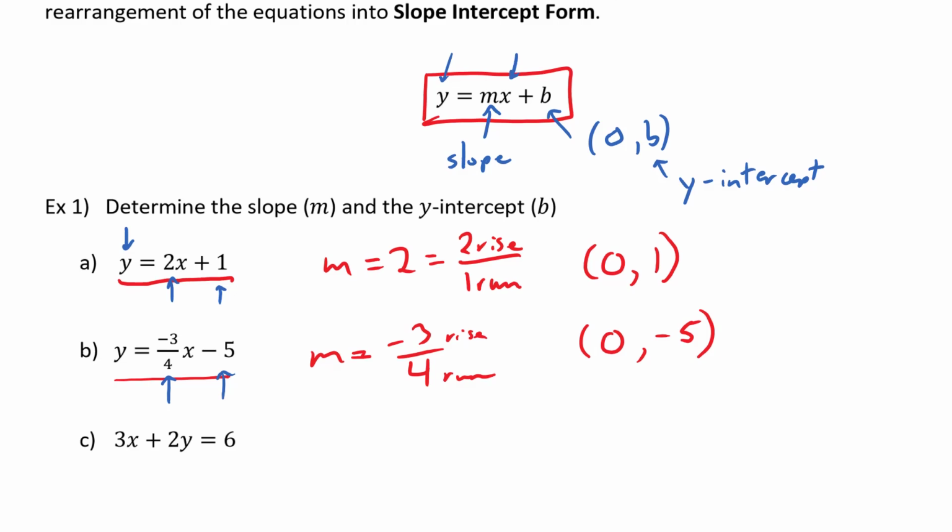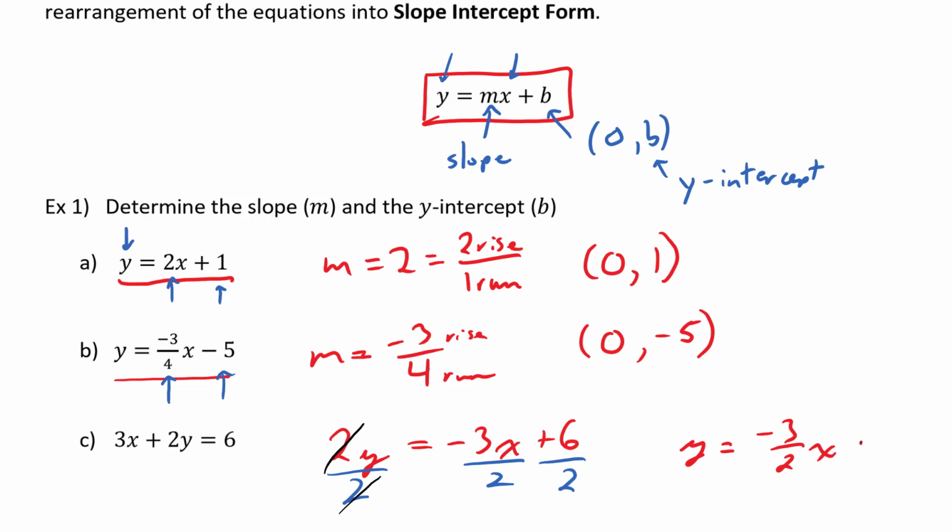Let's take it up. Here we have 2y on this side. We move the 3x to the other side. It becomes minus 3x plus 6. Divide everything by 2. And our coefficient in front of the y cancels out. Here we get y is equal to minus 3 over 2 x plus 3. So now we have it in slope-intercept form.